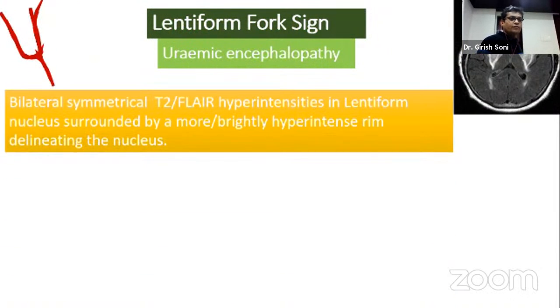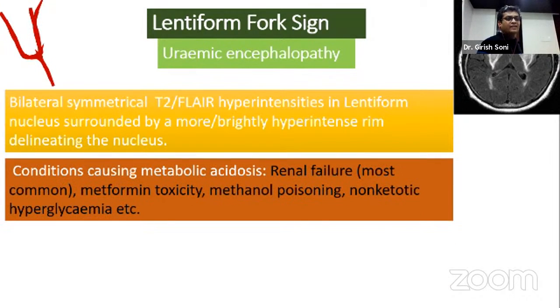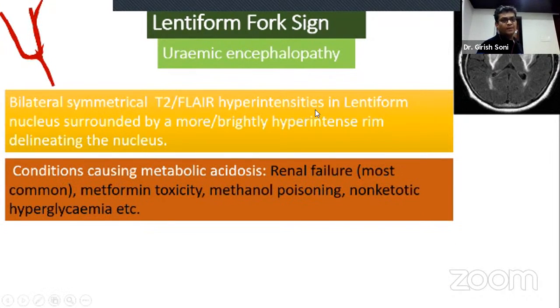So what is lentiform fork sign, and when and where is it seen? It's a bilateral symmetrical T2 or FLAIR hyperintensity in the lentiform nucleus surrounded by a more brightly hyperintense rim around the nucleus. It is seen in conditions where there is metabolic acidosis. The most common cause is renal failure. Can be seen in metformin toxicity in diabetic patients, methanol poisoning, non-ketotic hyperglycemia.